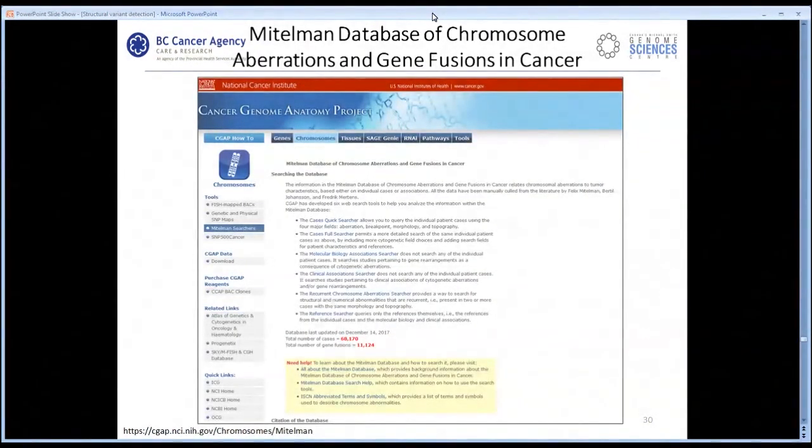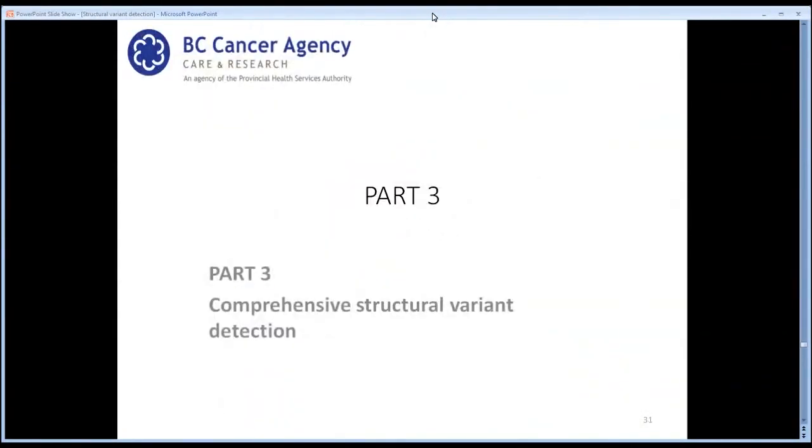Another database of interest is the Mitelman database of chromosome aberration and gene fusions. This combines cytogenetic information with SNP arrays together with curated information on gene fusions. Again, it gives you a different set of results to look at and is another useful resource for looking for your gene fusion of interest.